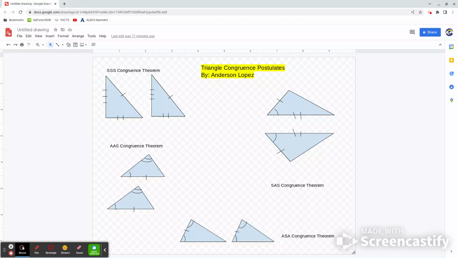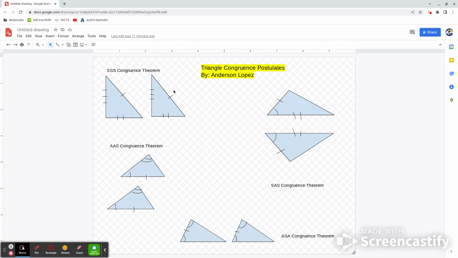Today, we are going to be talking about the four triangle congruence theorems. Each theorem is used to prove that two triangles are congruent to each other. The first theorem that I'll be talking about is the SSS congruence theorem, which stands for side, side, side. The SSS theorem is used when all three sides of a triangle are congruent to each other.